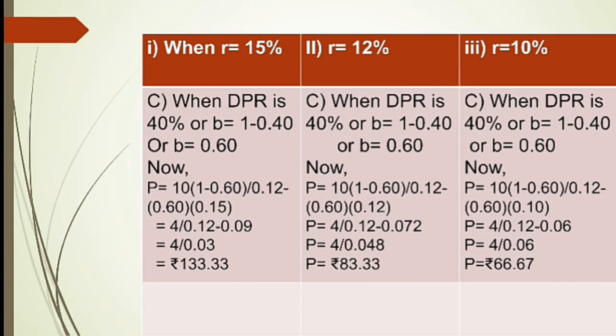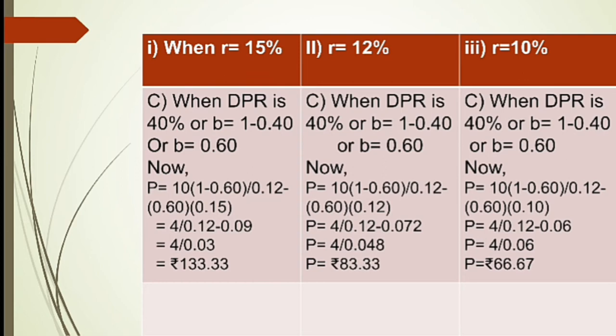Now the third main condition, when dividend payout ratio is 40%. First of all we have to find the value of B, the retention ratio. B equals 1 minus 0.40 equals 0.60. So B's value is 0.60, and in each condition we have to put the value of retention ratio as 0.60.